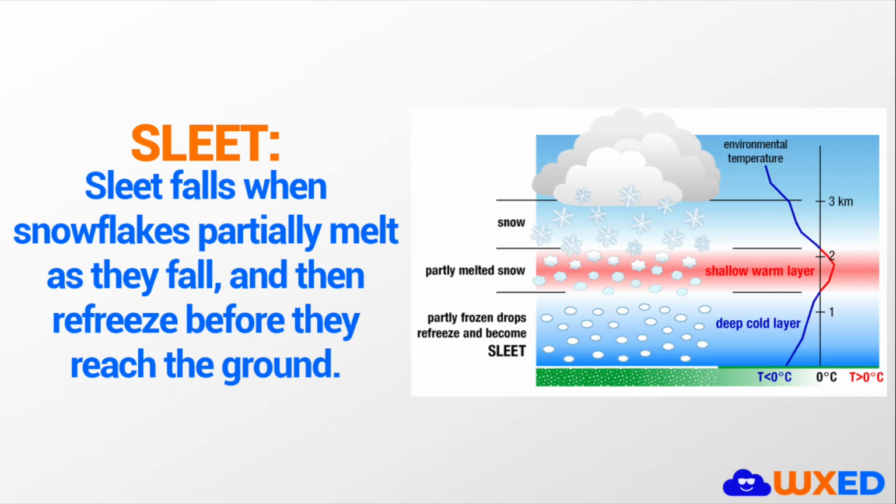Then we have sleet, and sleet falls when snowflakes partially melt as they fall and then refreeze before they reach the ground. So there's a shallow warm layer, as you can see on the graphic to the right, where the snow is partially melted, but then it goes into a deep cold layer and it refreezes again to become sleet.